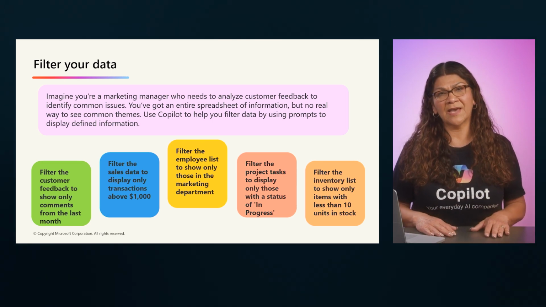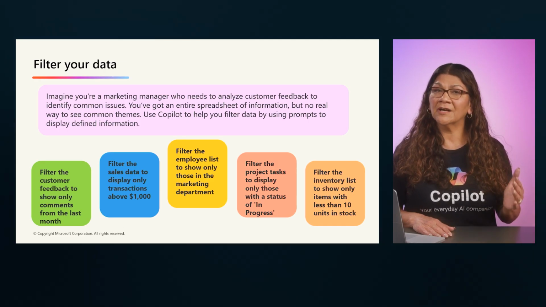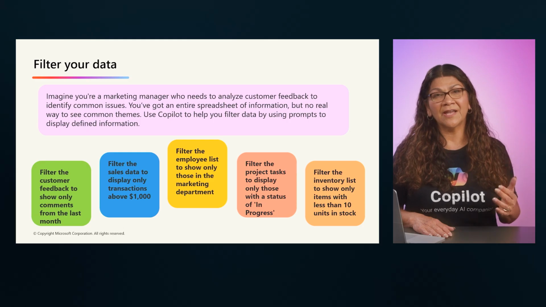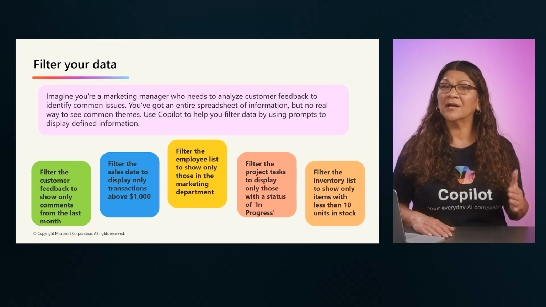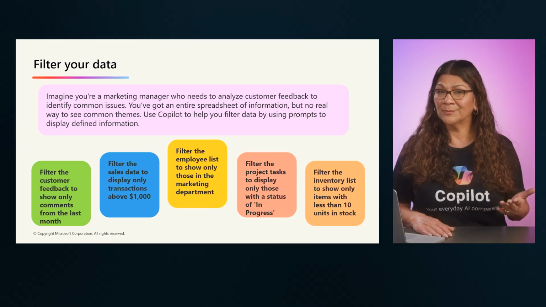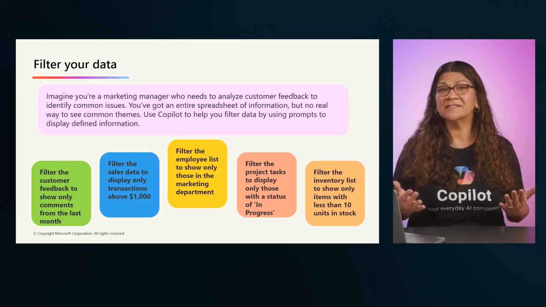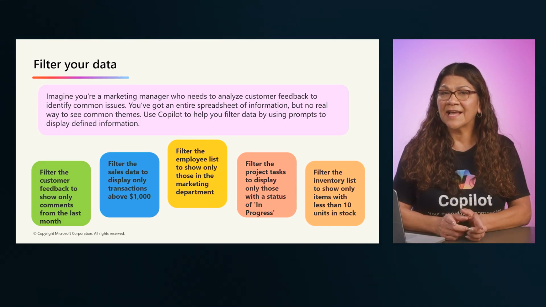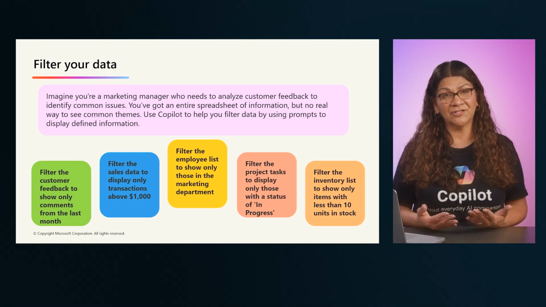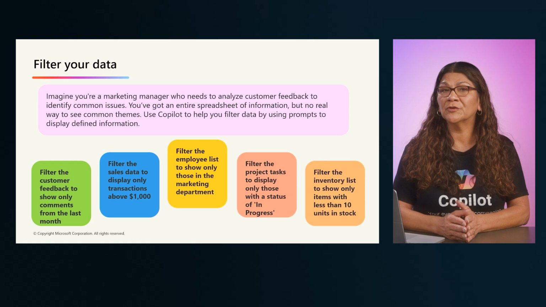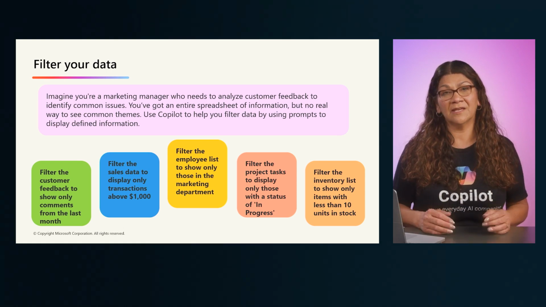Imagine you're a marketing manager reviewing thousands of customer feedback entries to uncover common issues. Instead of manually scanning rows, you ask Copilot to filter feedback by product, by timeline, or by sentiment, and instantly you surface patterns that need attention. By turning natural language into precise filters and sorting logic, Copilot helps you move from data overload to clear, actionable decisions in minutes.